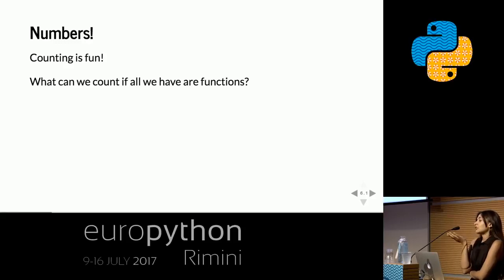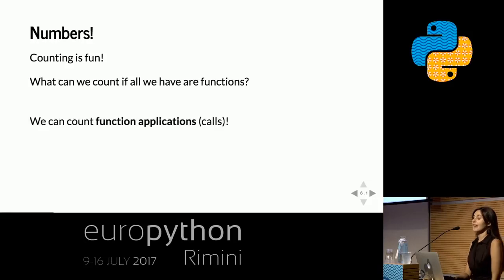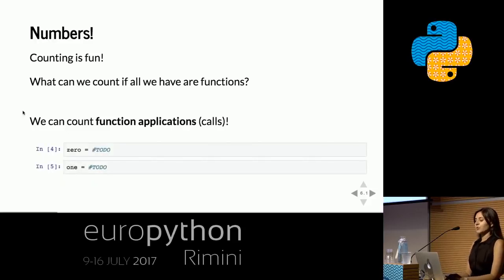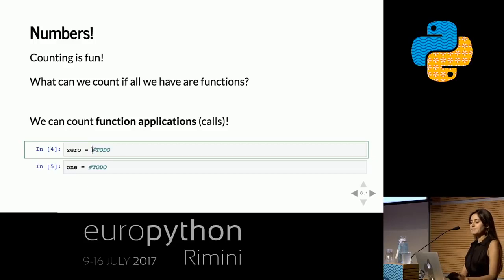Well, we could think of applying a function as like counting one, and applying it again as like counting another one, and applying it again as counting more. So we could think of counting as like counting calls to a function, or counting function applications. So if we wanted a couple of numbers, 0 and 1, can everybody read this okay? What would those look like?